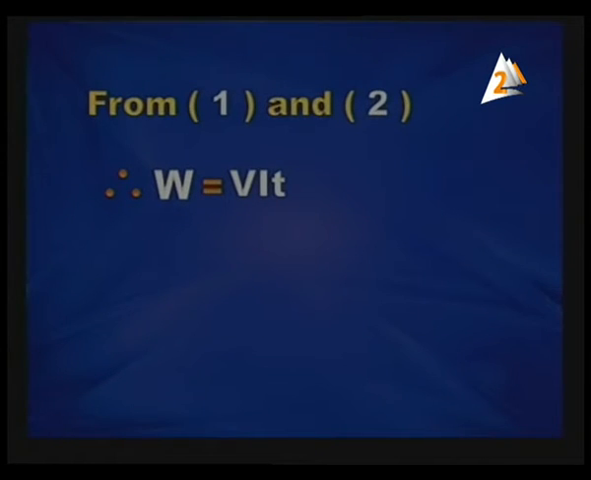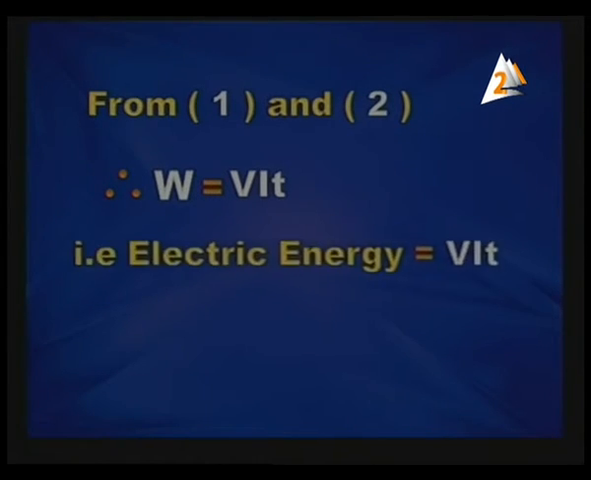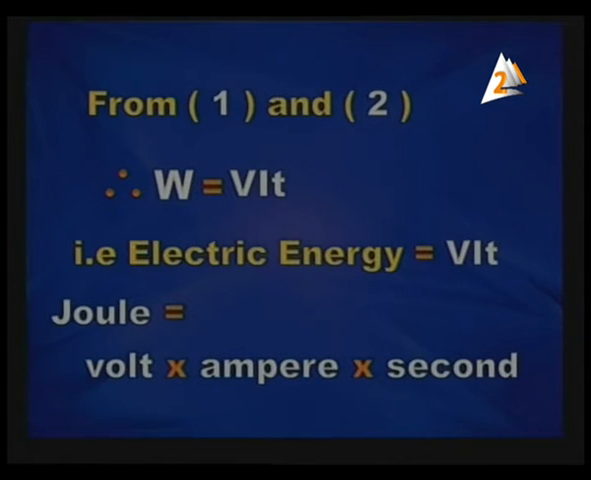V, potential difference, in volt, and I in ampere. T, time, is measured in second, of course. So electrical energy is determined from the formula VIT. Once again, joule is equal to volt times ampere times second.